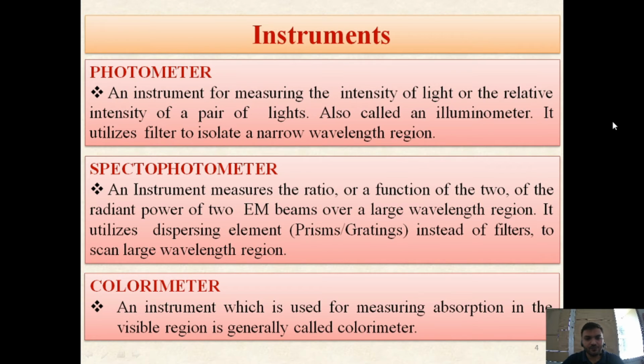Second is the spectrophotometer, an instrument that measures the ratio, or a function of the ratio, of the radiant power of two electromagnetic beams over a large wavelength region. It utilizes a dispersing element, that is a prism or gratings, instead of filters to scan a large wavelength region. Third is the colorimeter, an instrument used for measuring absorption in the visible region.